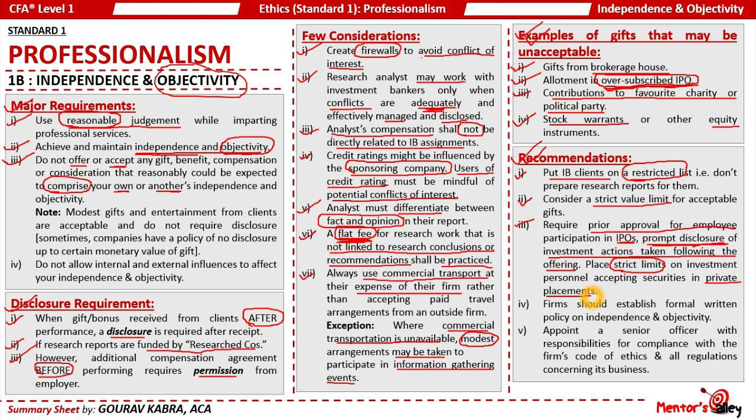The fourth point goes on to recommend that a firm should establish a formal written policy on independence and objectivity. And the final point requires that all firms should try to appoint a senior officer who will take care of all the compliance related to independence and objectivity. At the same time, he would also take care that the code of ethics and all the regulations concerning the business of the firm are taken care of.